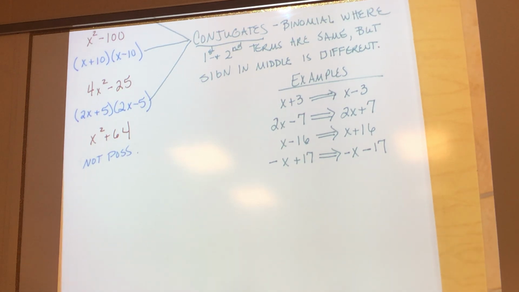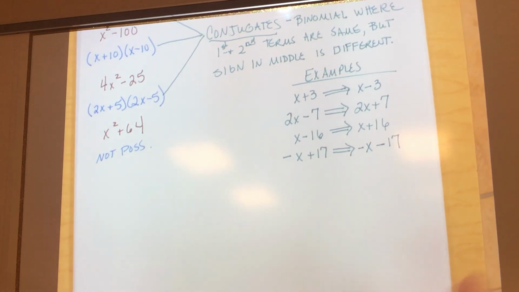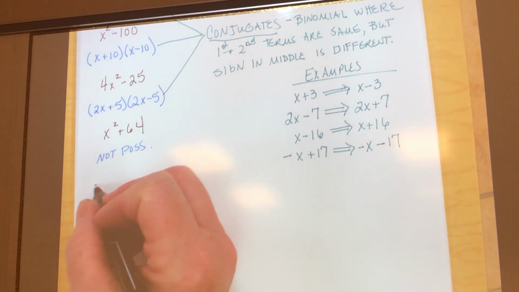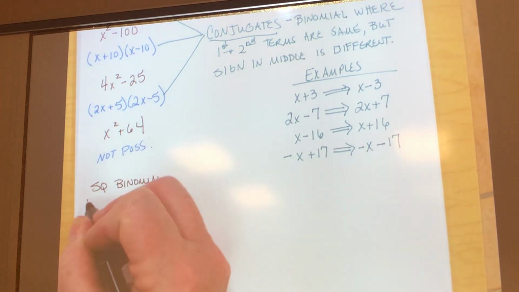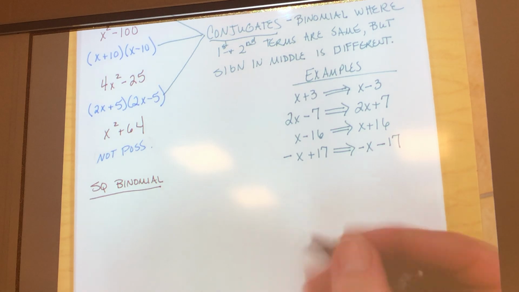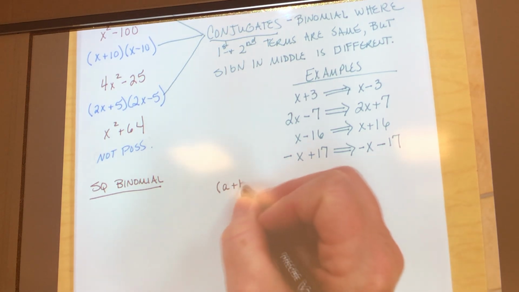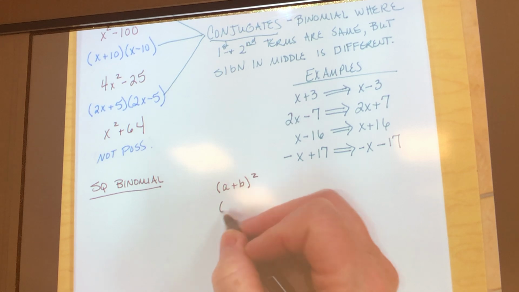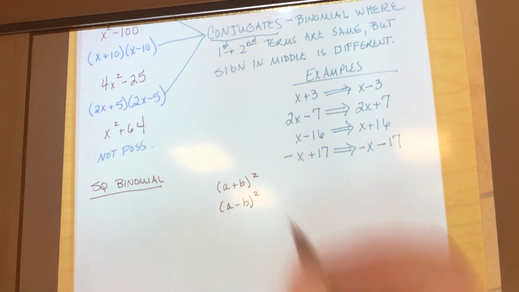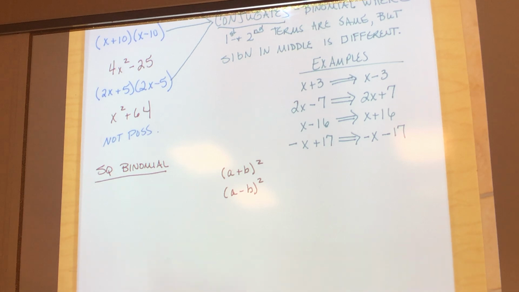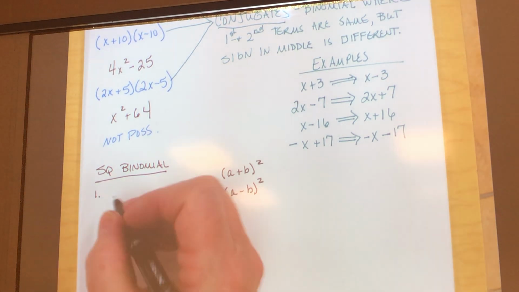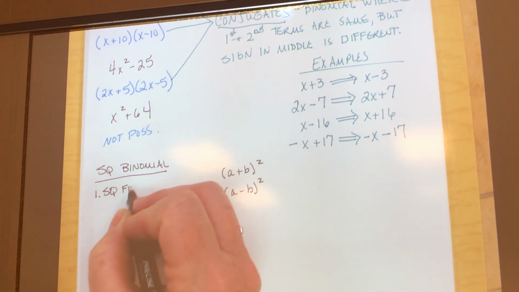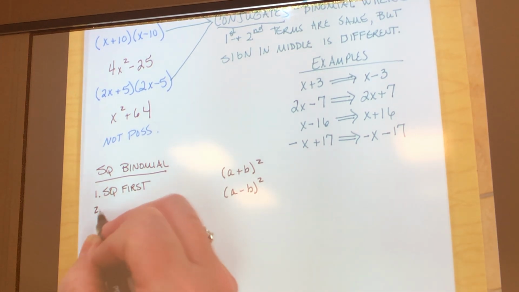Now let's see how good your memory is. Let's see if you remember the four steps to square a binomial. I'm talking about a plus b quantity squared and a minus b quantity squared. Remember, we learned how to square a binomial in less than 5 seconds. So what was the first thing you had to do? Square the first. What was the second thing you had to do?